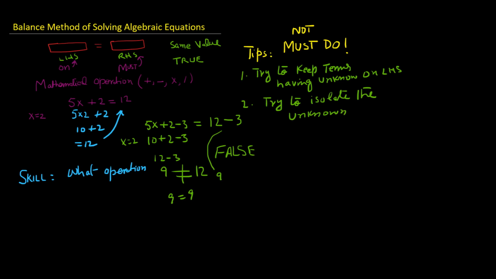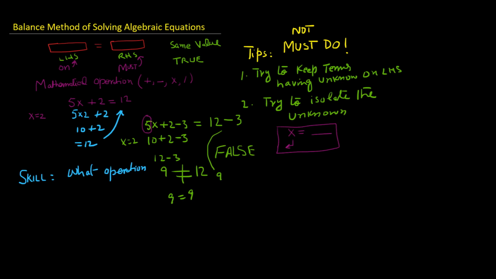Why try to isolate the unknown? Because ultimately what we need is x equals something. So for example, x is our unknown. So ultimately our goal is to find x equals something. We don't want anything to be multiplied by x. So therefore we have to isolate x.